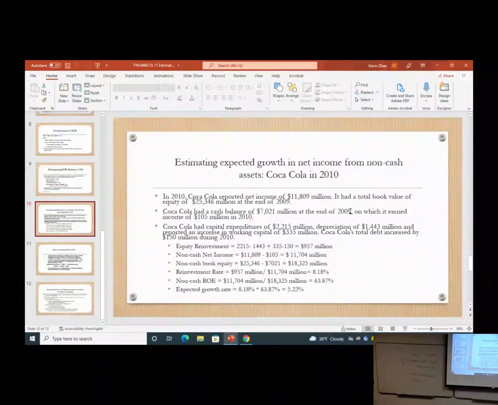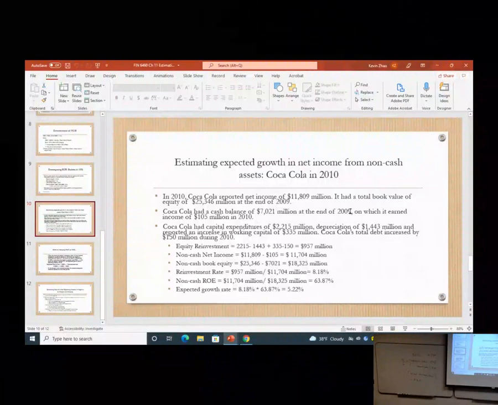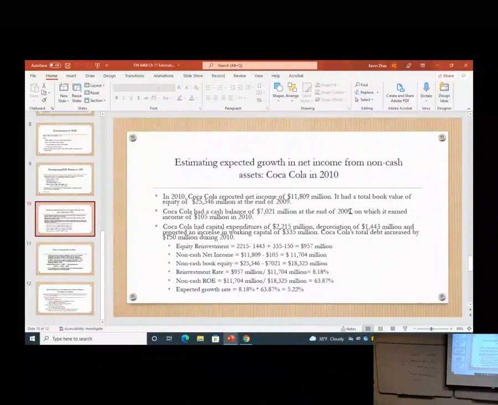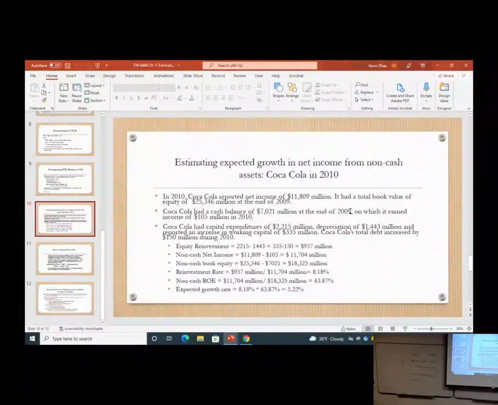Anyway, Coca-Cola reported, and those are real numbers, net income of 11 billion. It has total book value equity of 25 billion at the end of year 2009. And the company had a cash balance of 7 billion. Actually, cash earns a little return, not just zero. They have money market instruments, right? But returns are really low. I mean, 100 million out of 7 billion is pretty low, but it's better than nothing.